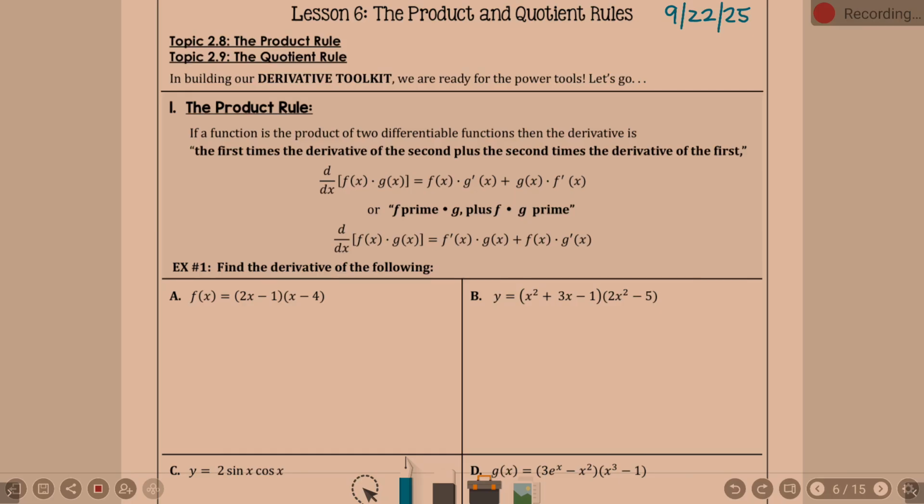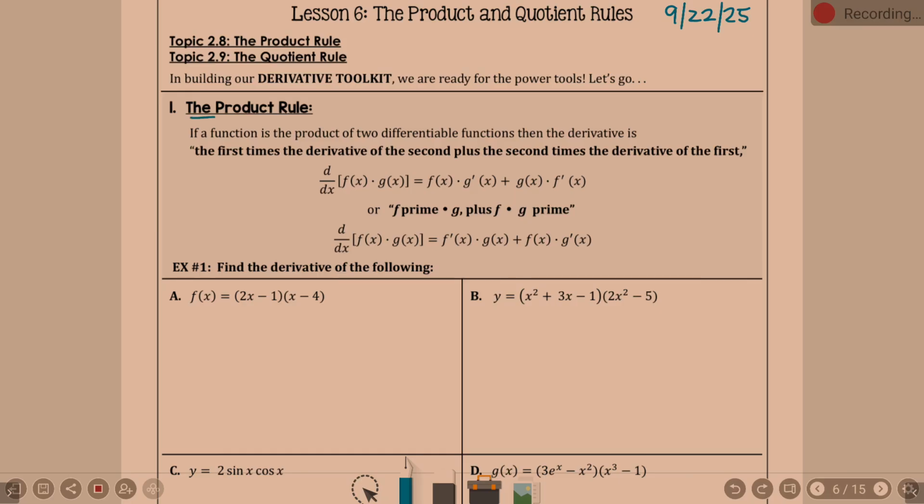Product rule is to be used when you have two pieces, two terms or two factors that you can each take the derivative of, and they're multiplied together. The product rule gives us a way to do that, because we can't just say, oh, hey, there's an x squared, let me take the derivative of that. Oh, hey, there's a sine x, let me take the derivative of that. We have a rule we have to use, and that is called the product rule.